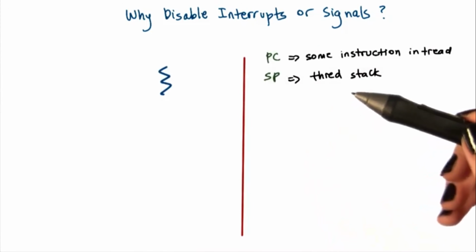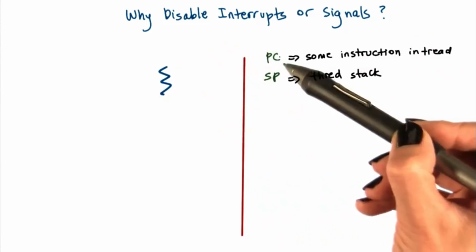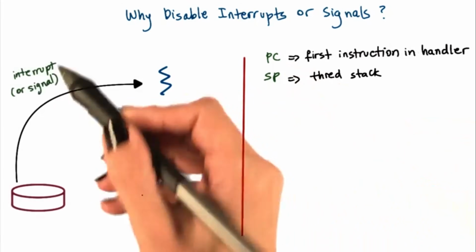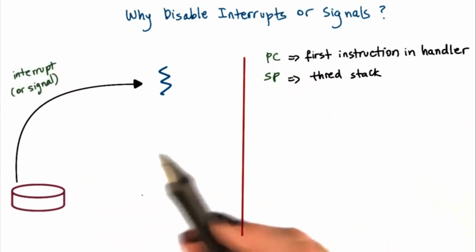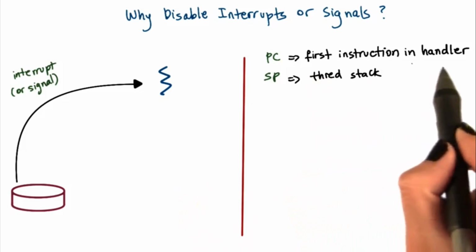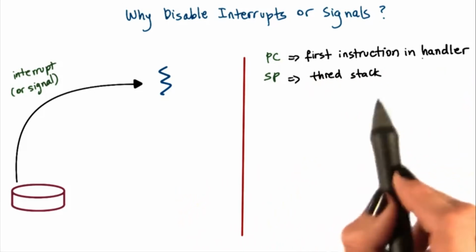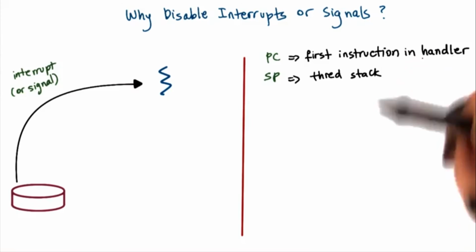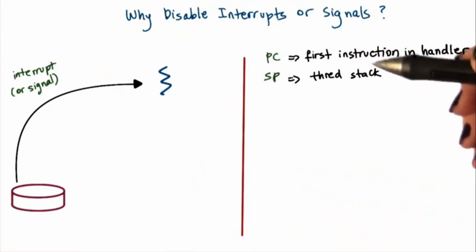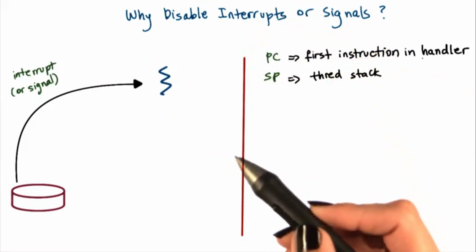To demonstrate this problem, let's assume we have some arbitrary thread that's executing, and this is its program counter and its stack pointer. At some point in the execution, an interrupt or a signal occurs, and as a result, the program counter will change and start pointing to the first instruction of the handler. However, notice that the stack pointer will remain the same. And in fact, this can be nested. There may be multiple interrupts or multiple signals, and in a nested fashion, they will keep executing on the stack of the thread which was interrupted.